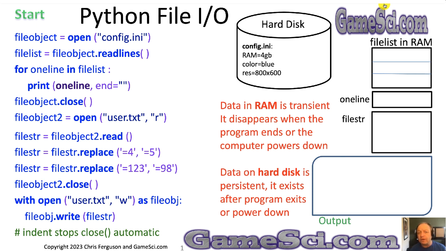Welcome to the lesson on Python file I/O. Data in RAM memory is transient. It disappears when the program ends or the computer powers down. Data on the hard disk is persistent. It exists after the program exits or after the computer powers down.